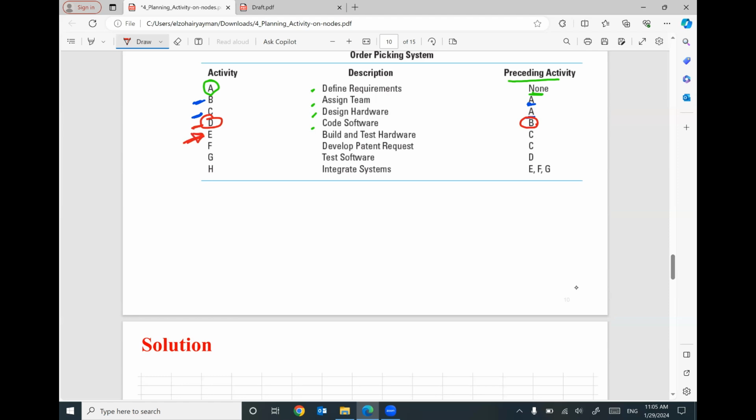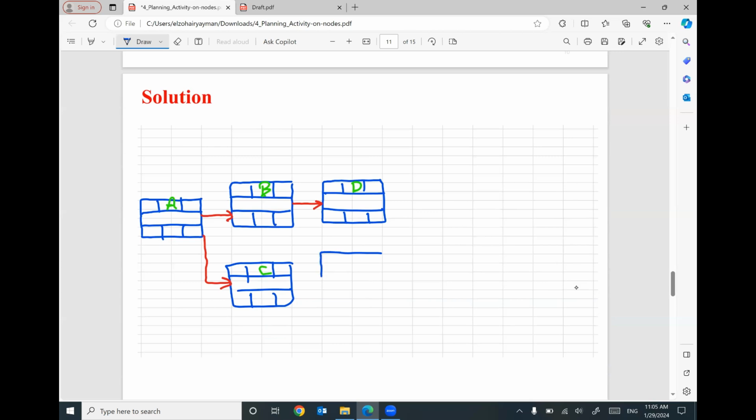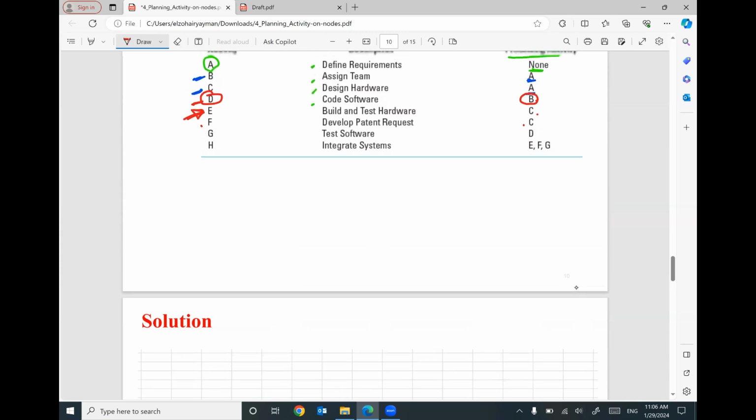I will construct E. The predecessor for E is C. F, C. So E and F has a predecessor C. So I will put here E and F. Here is E and F. E and F, both of them has predecessor C. So the finish of C means the start of E. The finish of C means the start of F. That makes sense? So this is for E and F.